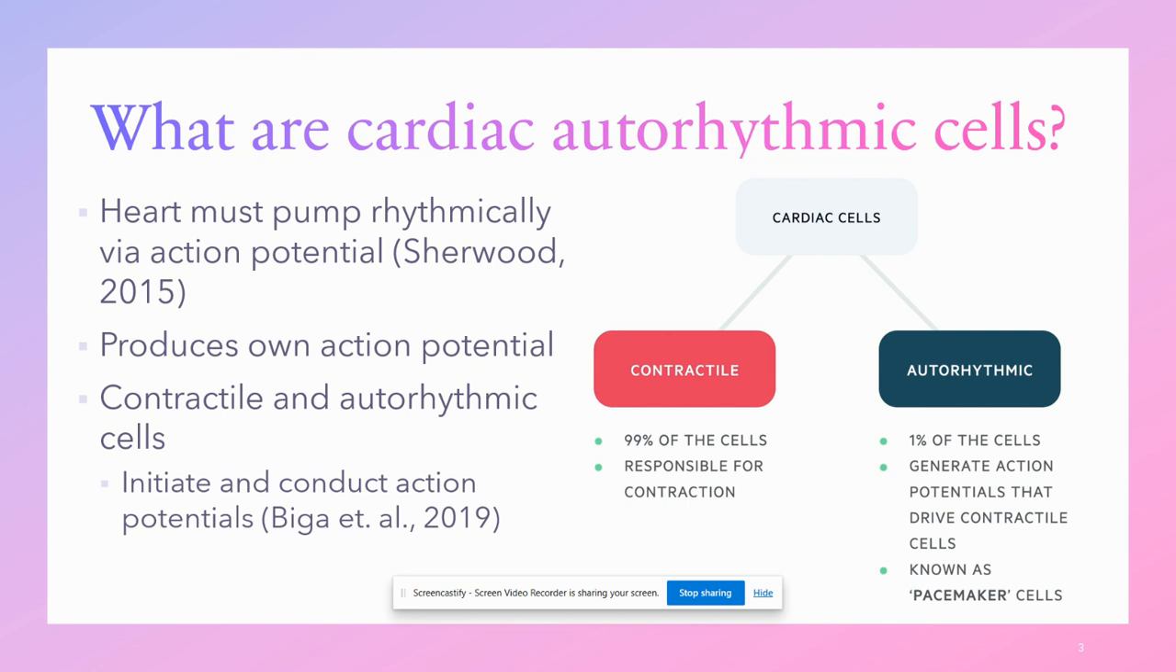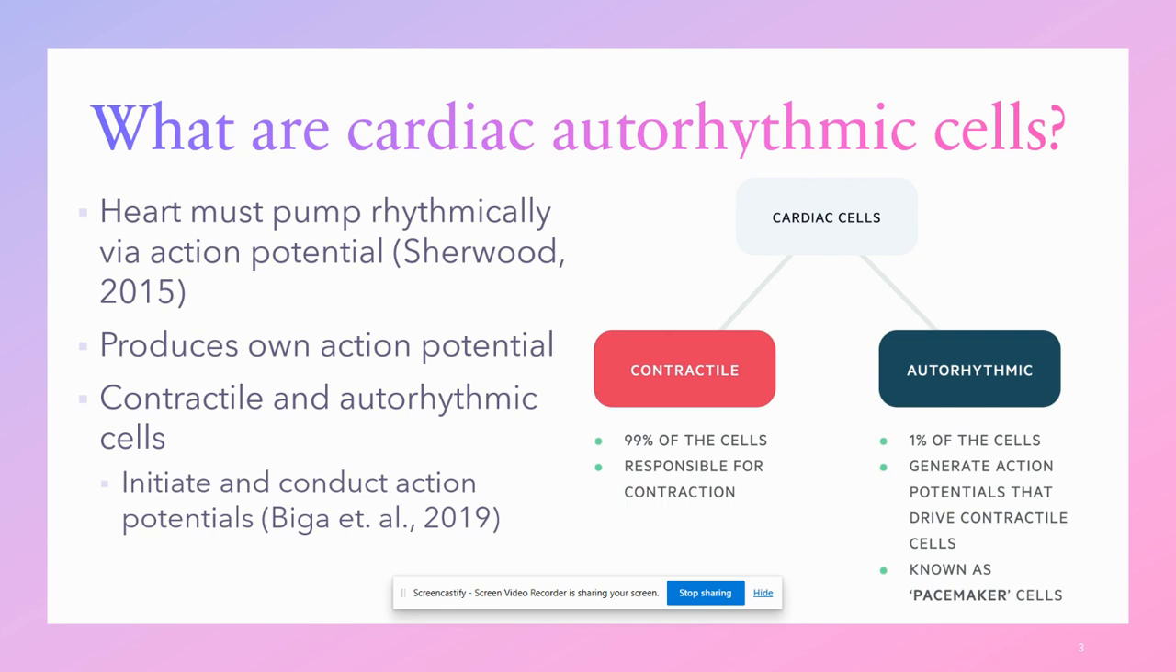So, first off, what are cardio autorhythmic cells? The heart is a major organ within the body, and it is obviously responsible for pumping blood to all of our organs and our extremities. The heart must pump rhythmically via an action potential that is produced by itself, and that property is called automaticity, meaning it is automatic. There are two specialized cells within the heart that include contractile cells and autorhythmic cells.